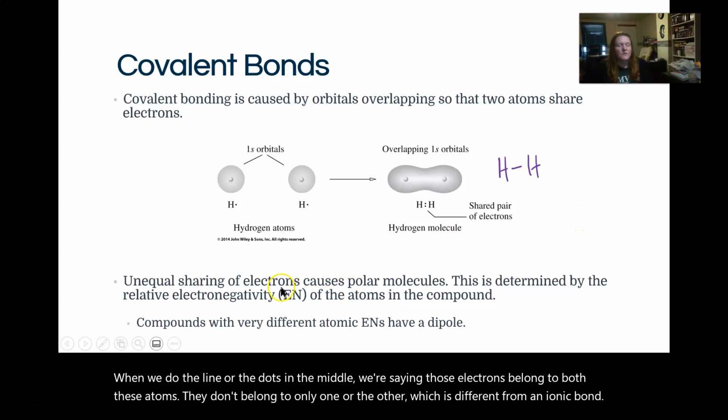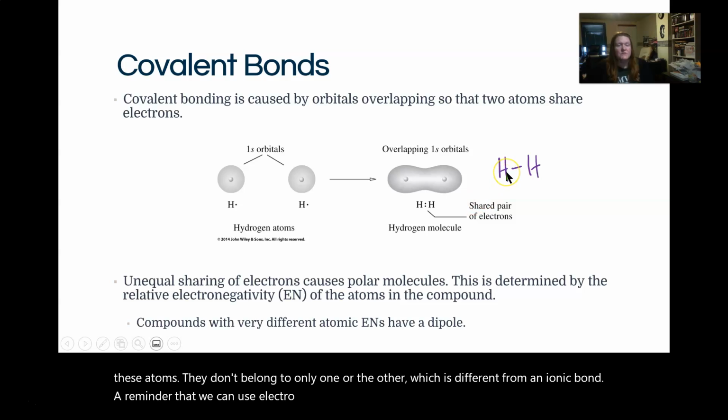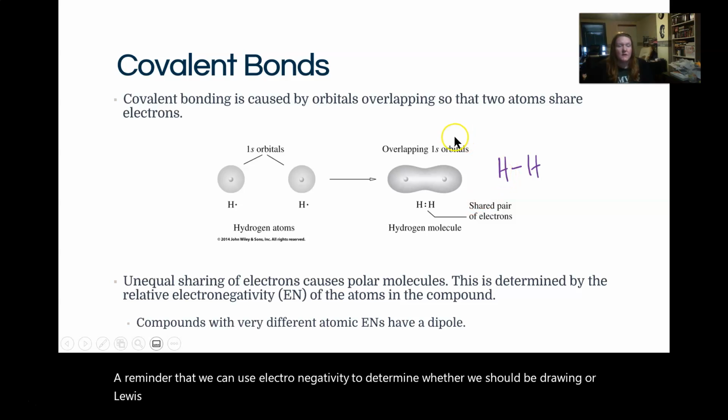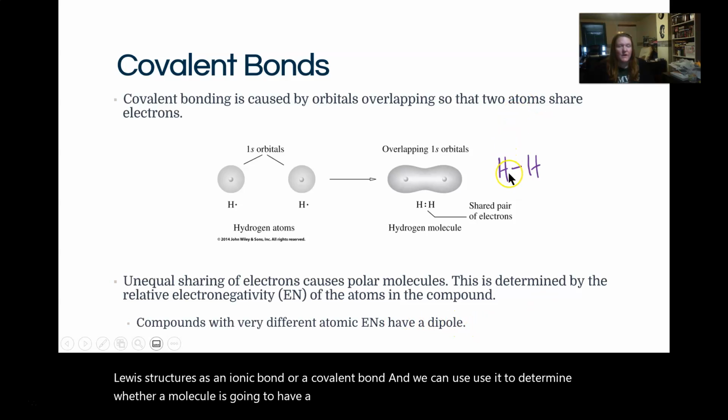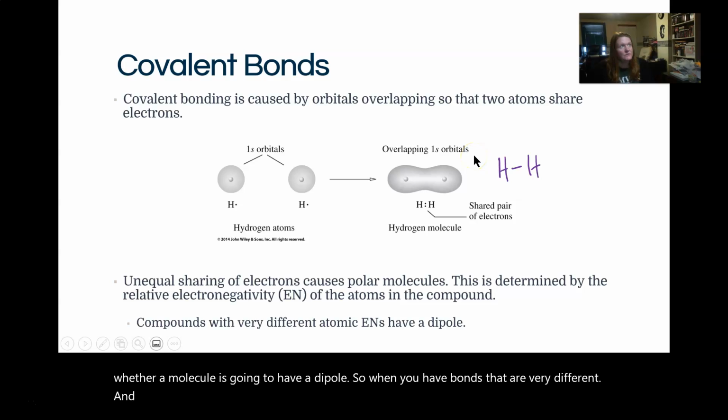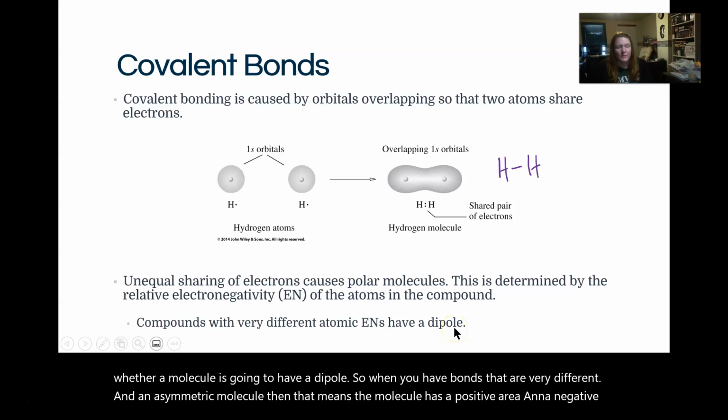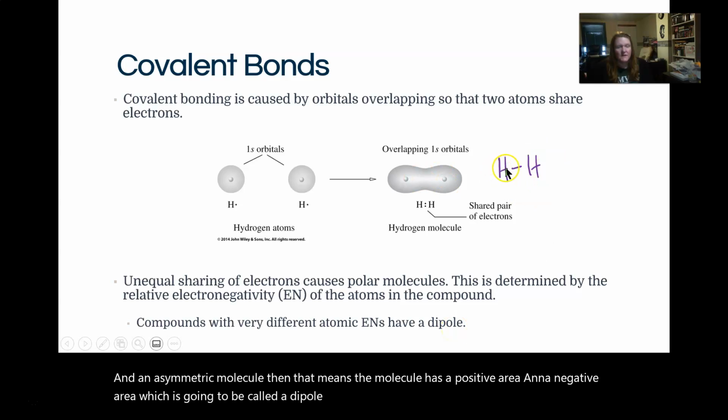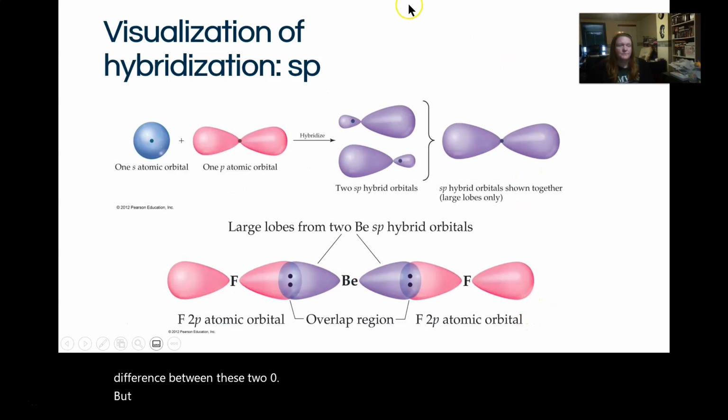A reminder that we can use electronegativity to determine whether we should be drawing our Lewis structures as an ionic bond or a covalent bond. And we can use it to determine whether a molecule is going to have a dipole. So when you have bonds that are very different and an asymmetric molecule, then that means the molecule has a positive area and a negative area, which is going to be called a dipole. Hydrogen doesn't, because the electronegativity difference between these two is 0, but other molecules will.